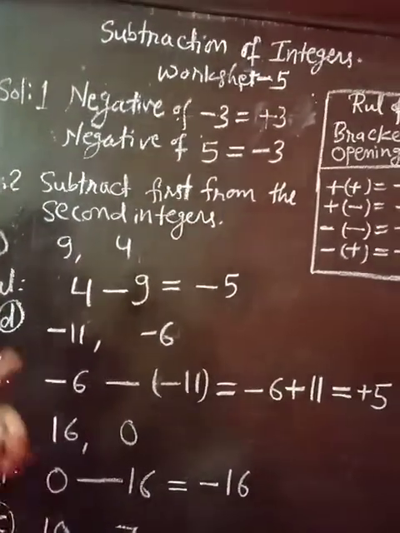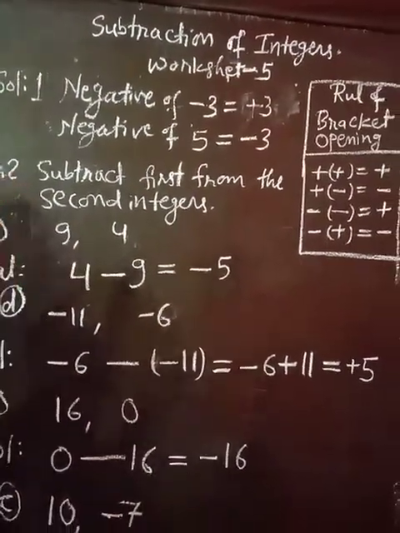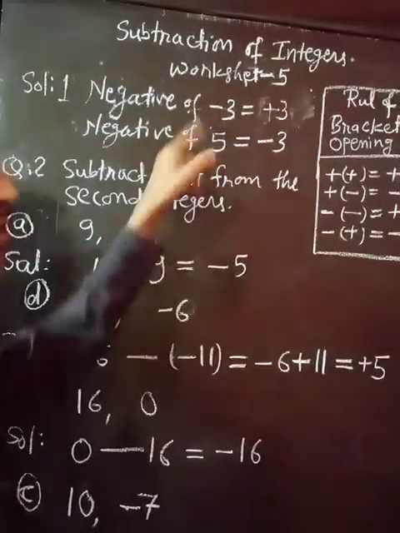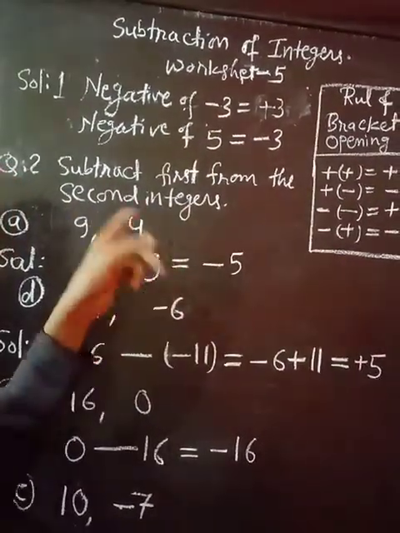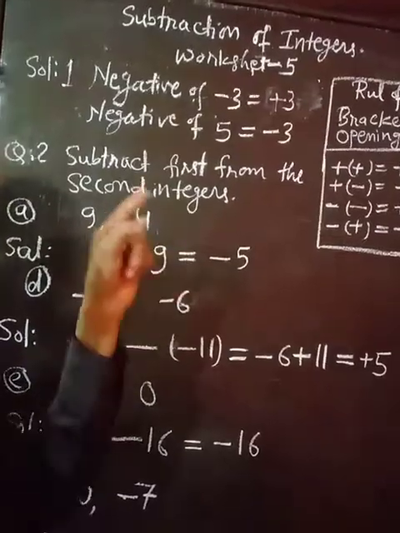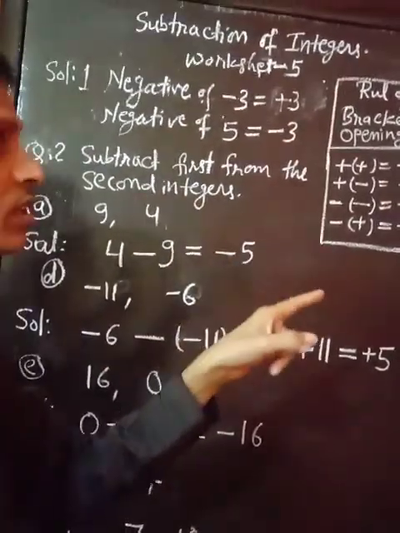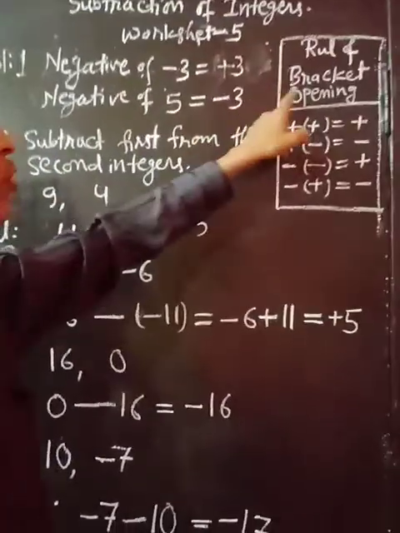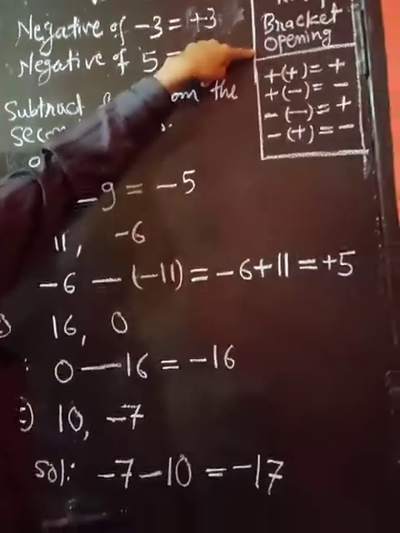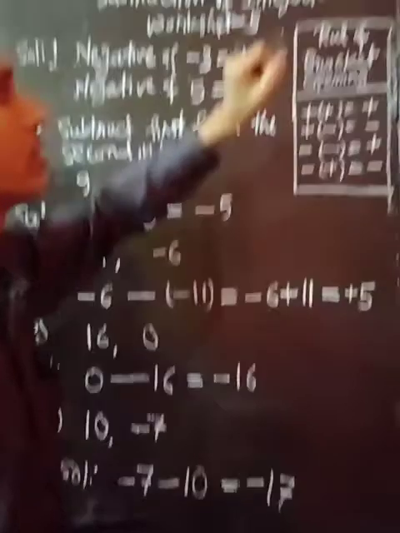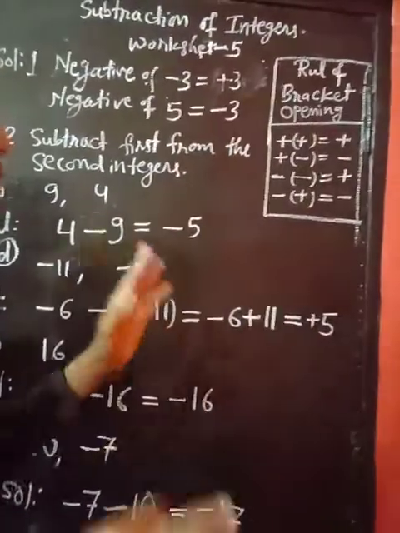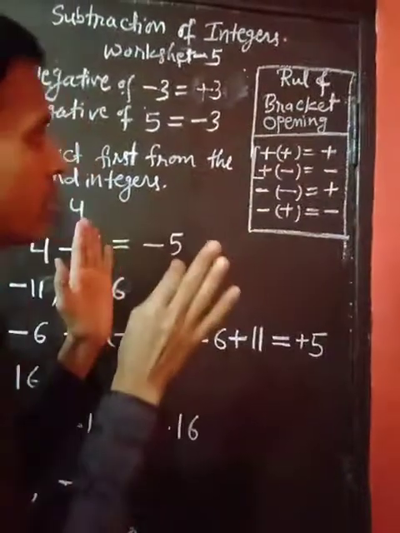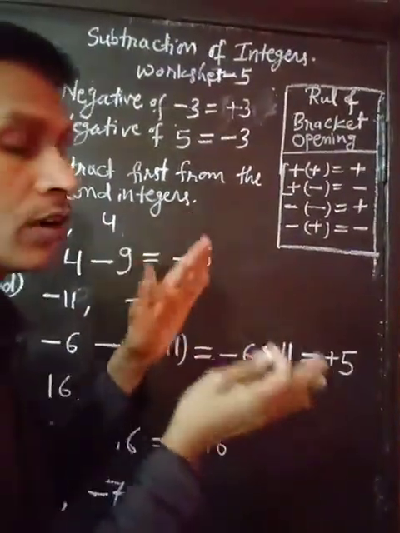So the first question is asking the negative of -3. The negative of -3 will be positive 3. How this came, I am explaining by the rule of bracket opening. This we have learned in addition of integers also. Once again you see these two, we have used earlier in bracket opening for positive.